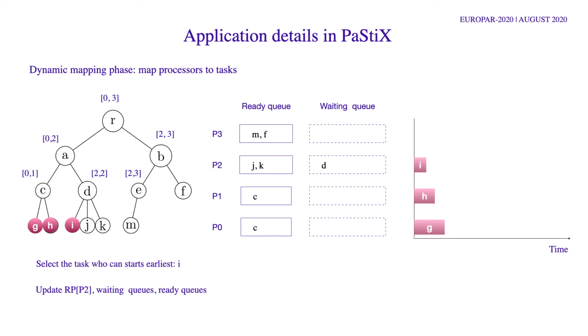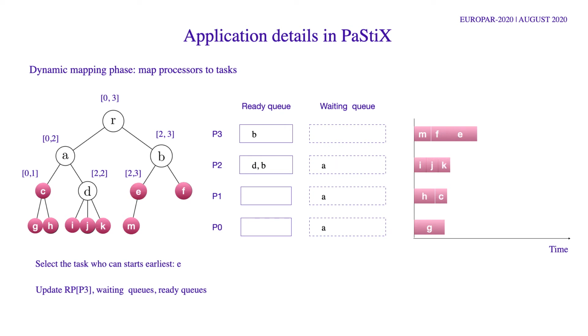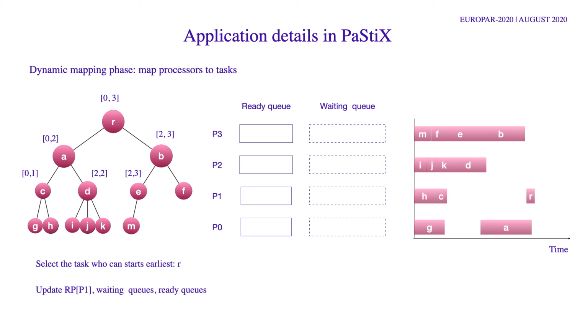Then we select task I. We update the ready time of processor P2 and the waiting queue of processor P2. We continue this process. At each step, we select the task that can start earliest, and then we update the ready time of the processor and the queues. So right now you can see that the ready queues of processor P0 and P1 are empty. We continue this process. We schedule task A, and finally we schedule task R. So then the whole mapping is finished.